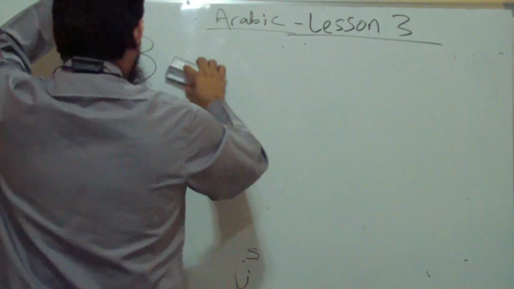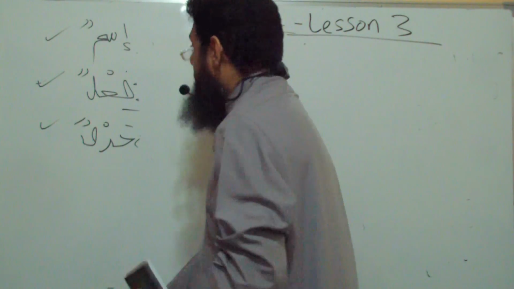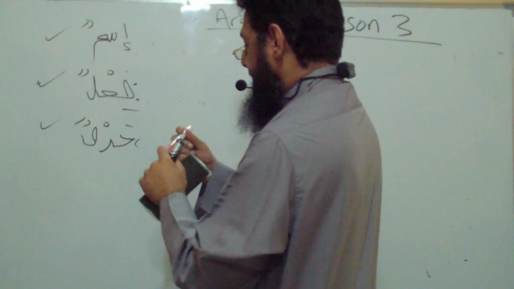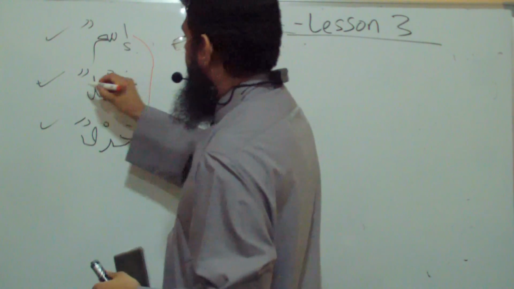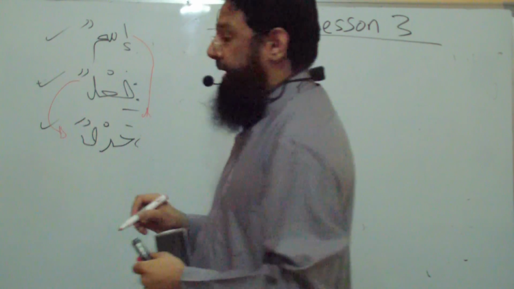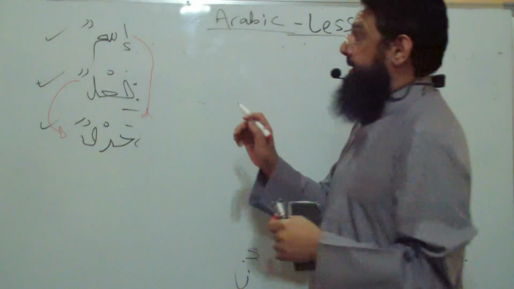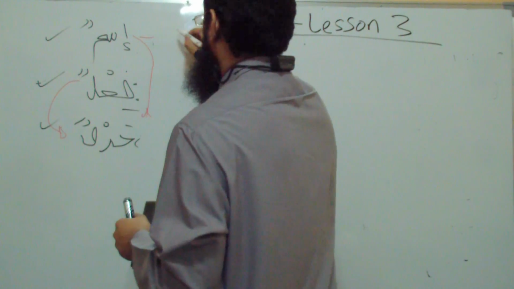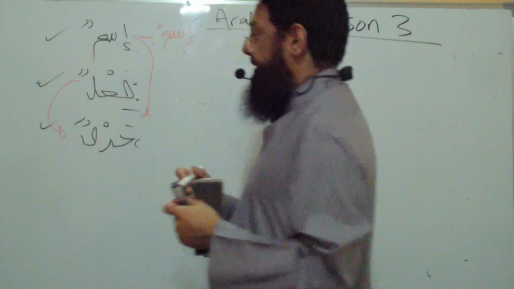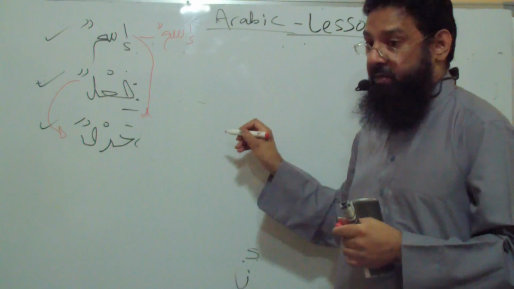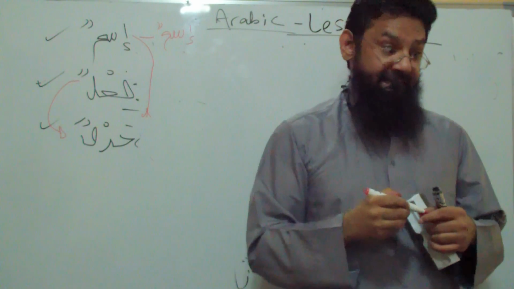So what we've done so far is that we've seen examples of where we have combined ismun with harfun and fi'lun with harfun. Now the next thing that I want to really focus on, which is the last bit of the lesson, is ismun and ismun together, how we can combine these. Alright? Because we did harfun and harfun, didn't we? Like fihi, fihim. Now I want to combine ismun to ismun.